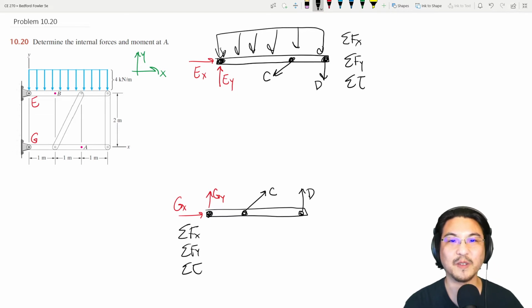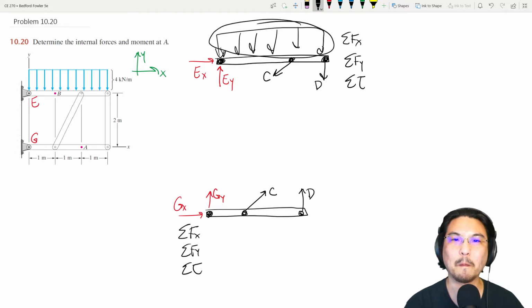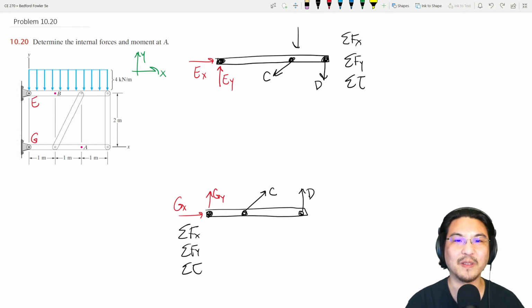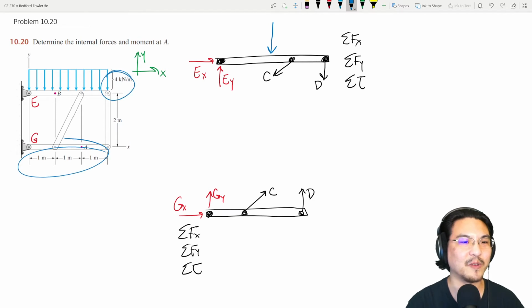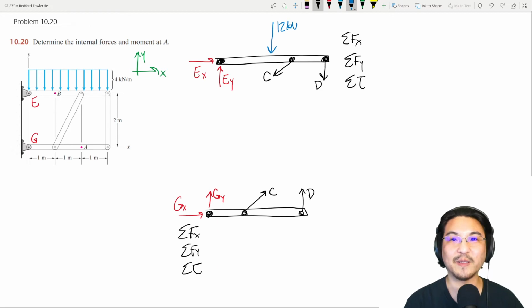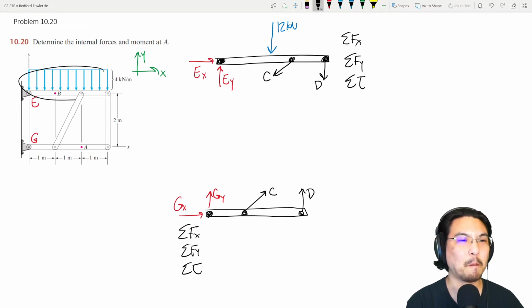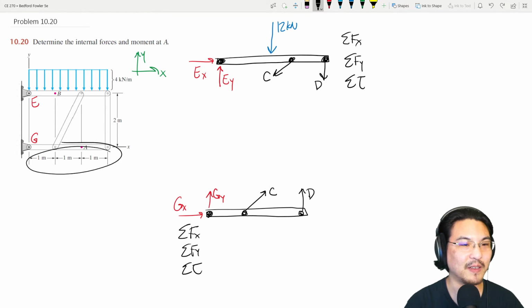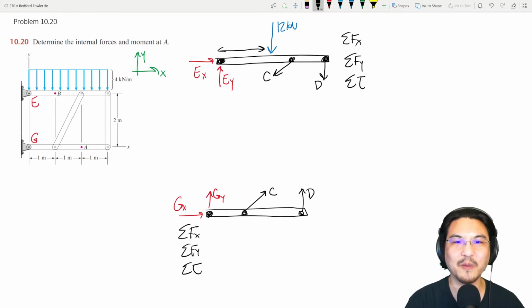Okay, so first of all, see this distributed load? I can represent that distributed load as a single discrete force. The magnitude of the force is the area of the shape. Right, so there's 3 and 4, so that's 12. And the location of that force is at the centroid of the shape. So it's a rectangle. That was 3, so this has got to be 1.5.